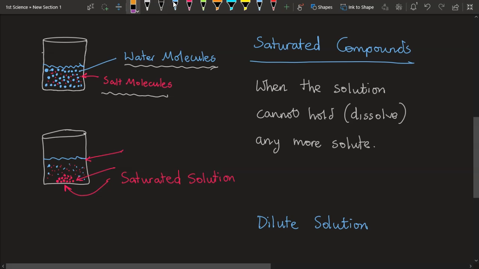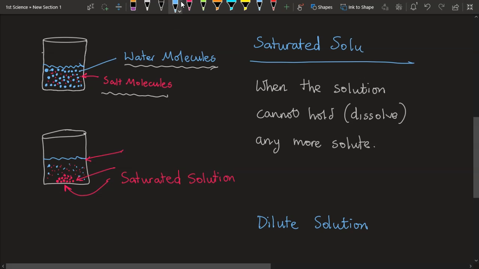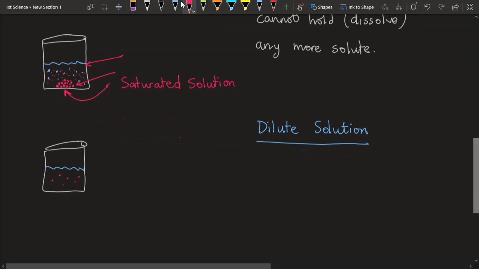I suppose if you wanted to be accurate, this one here would be saturated solutions. I wanted to make that clear. So what's a dilute solution? The dilute solution is the opposite of this, where you have your beaker, you have your water, but in this case, you only have a very small amount of salt molecules. So this would be a dilute solution.